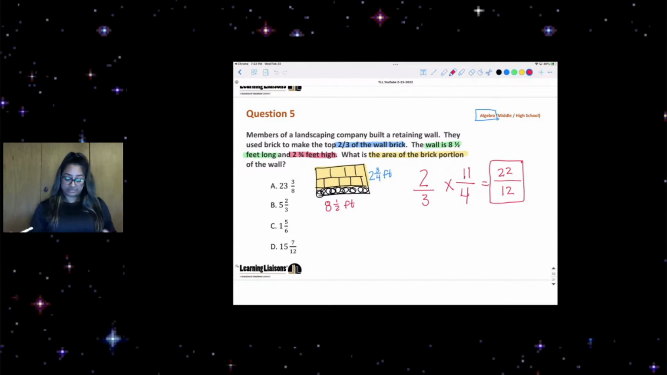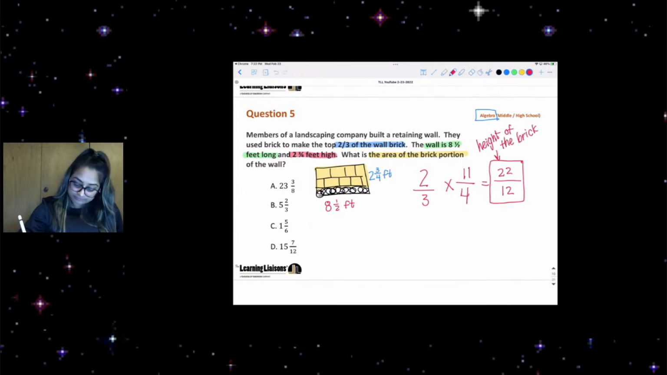Well, that's not our answer. We haven't figured out the area of anything. We've only figured out how high that brick portion is. So this number represents the height of the brick portion. That is 2/3 of whatever the total height is of the wall.